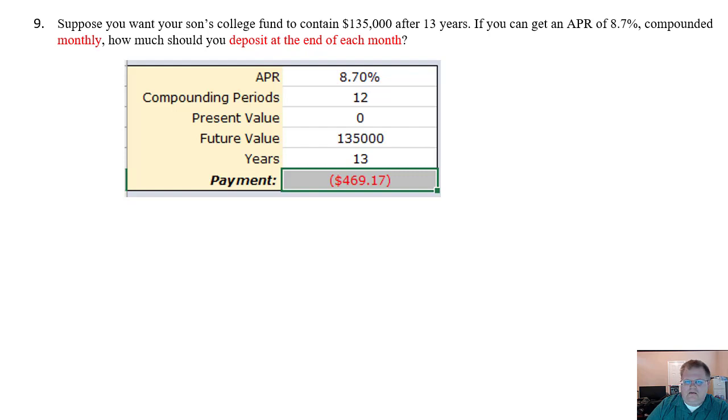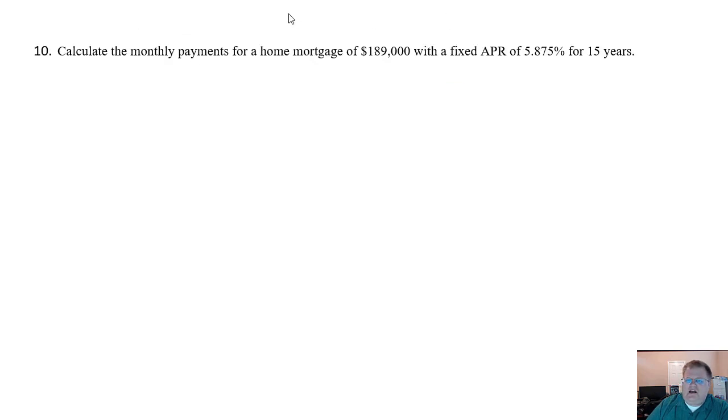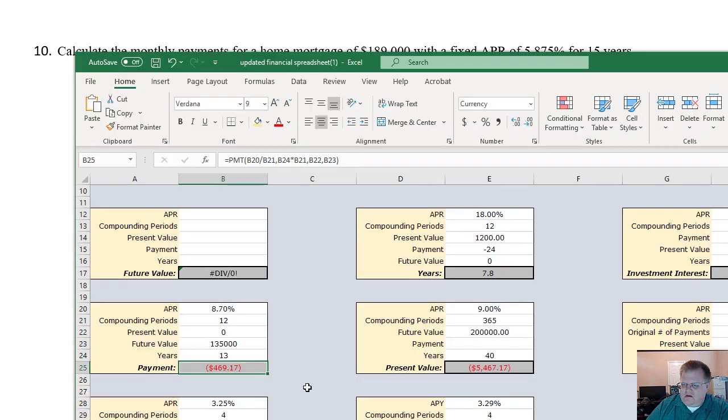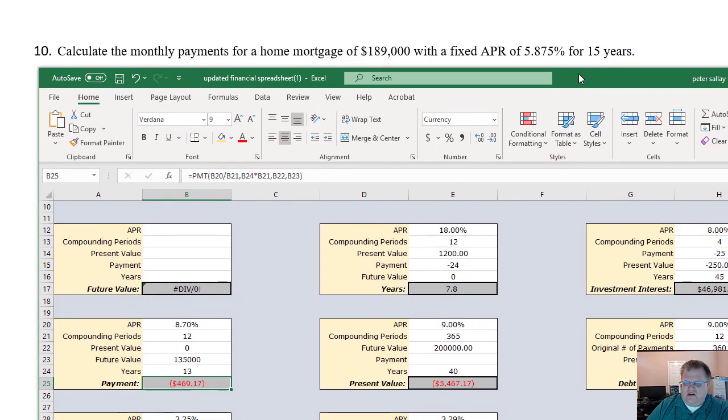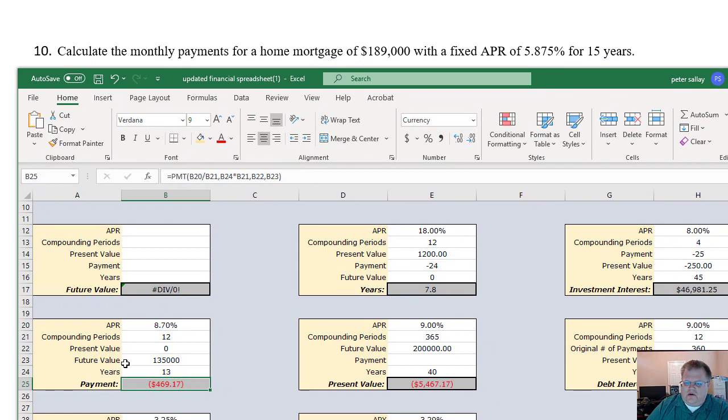All right, let's keep going. This one says calculate the monthly payment for a home mortgage. So we're asked to find a payment again, and we'll have to see how this changes in our scenario. I want to use the payment box, given a very detailed APR. Ooh, 5.875. Sounds so specific.